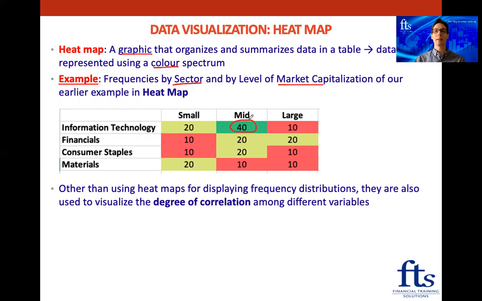What's great about the heat map is we can quickly see what our biggest subgroup is. And we know from the class before that our biggest subgroup was the mid-cap IT stocks, and there they are again in green, the biggest subgroup. We can quickly see there are 40 mid-cap IT stocks. Other than using these heat maps for displaying frequency distributions, they're also used to visualize the degree of correlation among variables. And we are going to talk a lot more about correlation in future classes.